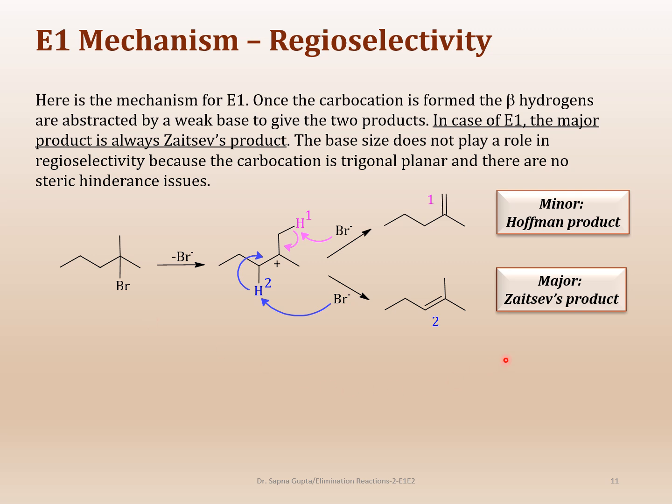So if your goal is to get Zaitsev's product as a major product, and if it is possible for you, then go ahead and get started with a tertiary halide, because then you know that the tertiary carbocation is going to be the more stable one. As soon as you have that, your product is guaranteed. And in the case of E2, remember that we talked about how you can get the Hofmann product by using a bulky base. So you can target your synthesis that way. That's the whole point of learning all of these things: how can you make the product you want to make?